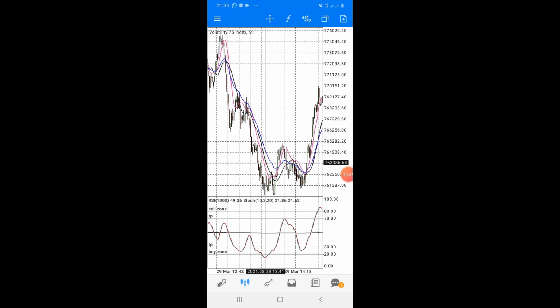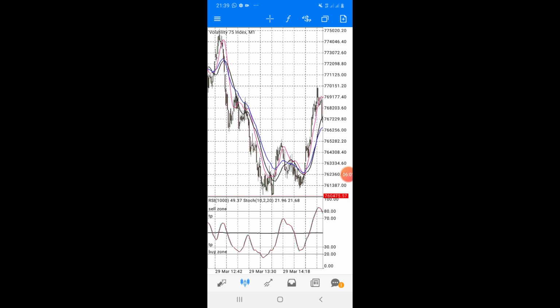So for a buy, the first thing that has to happen is you need this pink line, which is the SMA 10, to cross to be above the black line. Once it does that, you come here and check, are you in the buy zone area that is below this black line?